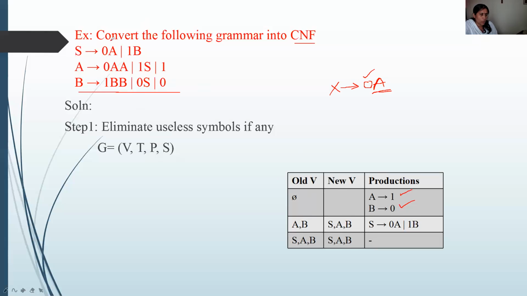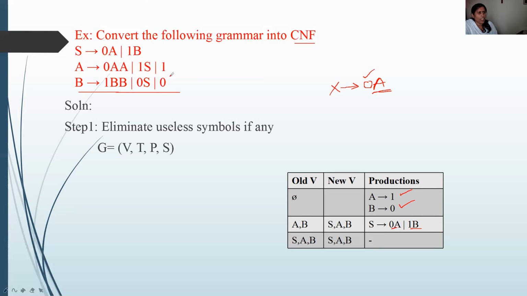Now, first step, check here, 0A. Have we got A as generating? Yes, we have got A as generating. So we'll write here 0A. Then next, S produces 1B. We got B as generating. Yes, B is also generating. So 1B is also included. Next, come here. A produces 0AA or 1S. Here in this step, we have not got anything. We have got only S produces 0A or 1B.